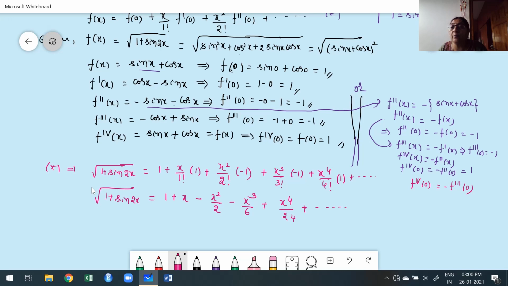What is this? This is nothing but f triple dash. What is my f triple dash? Minus. Minus into minus is plus. Observe carefully.